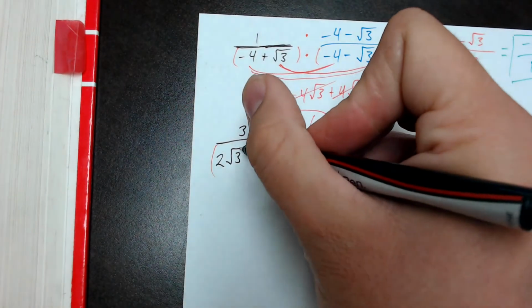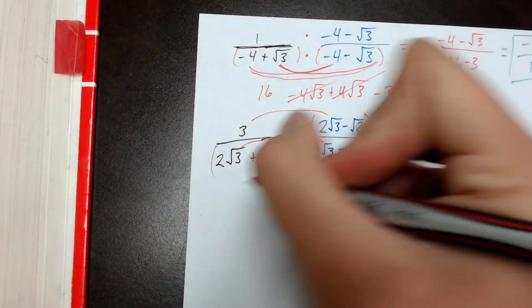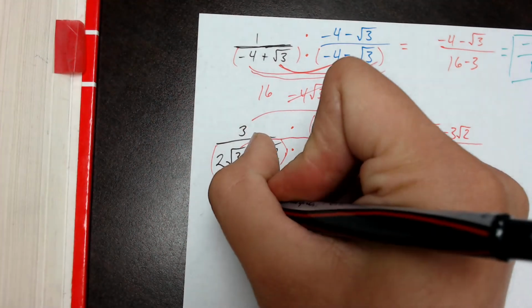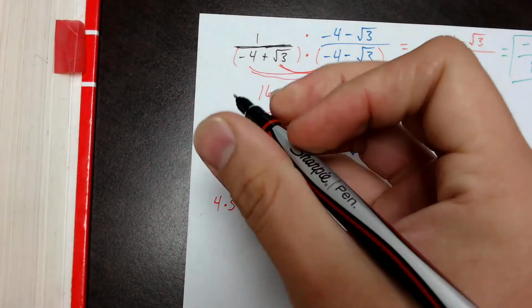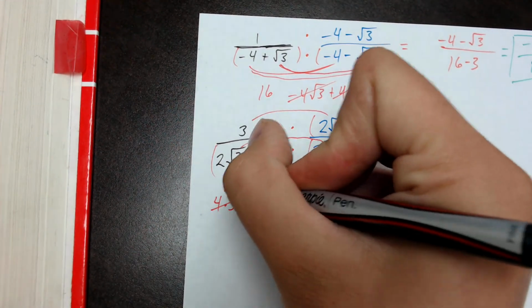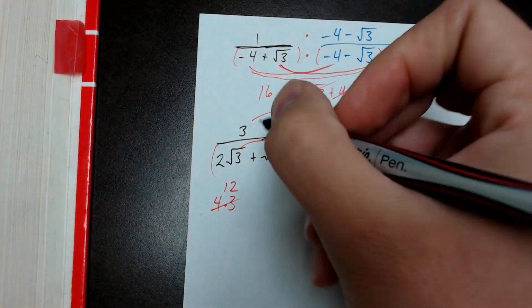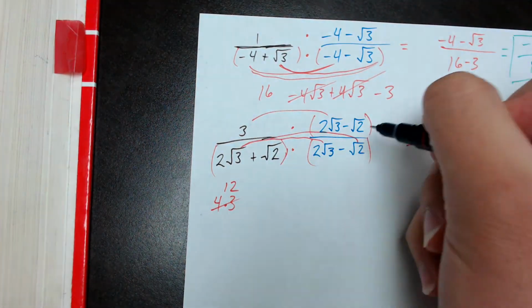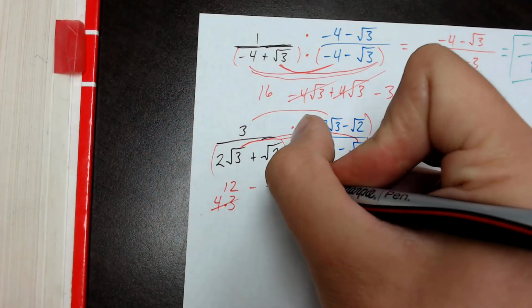First term times first term, 2 root 3 times 2 root 3. 2 times 2 gives me 4. Root 3 times root 3 just gives me the number 3, so then I have 4 times 3, which is just going to be 12. So first times the first gives me 12. Then we'll do 2 root 3 times negative root 2. That's going to end up giving me -2 root 6.